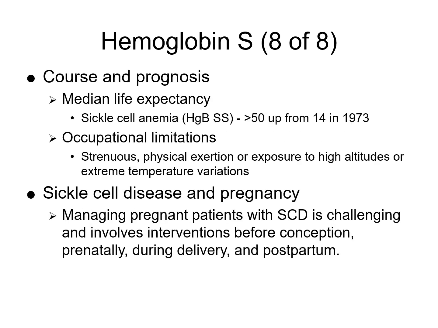Median life expectancy, so for patients with sickle cell anemia with the homozygous S, their median life expectancy is now greater than 50 years old. This is a significant improvement from around 14 years back in 1973 due to advances in science and care. For occupational limitations, these patients should avoid strenuous physical exertion, exposure to high altitudes, and extreme temperature variations. These conditions can precipitate sickling crises.